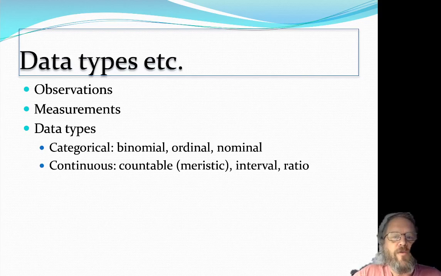The two basic categories of data types: observations are going to fall into categorical types, and those include binomial, ordinal, and nominal. Binomial means that the observations fall into one of two classes. Either they are positive or negative, present or absent, yes or no. If you have more than two categories, then the binomial becomes nominal. So if it's yes, no, and maybe, that's a nominal type of category.